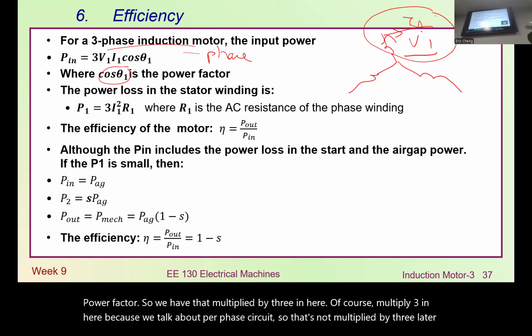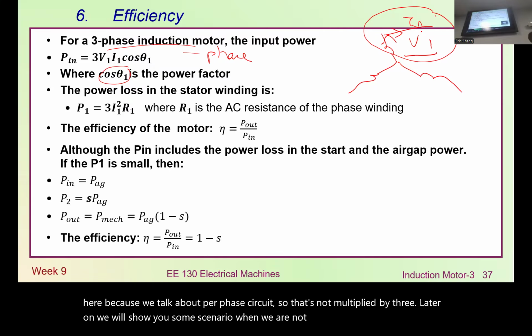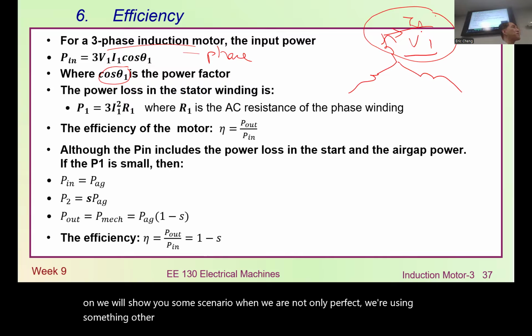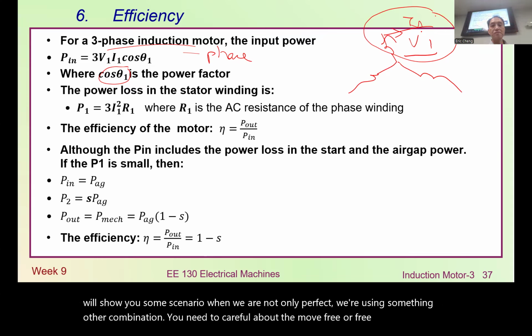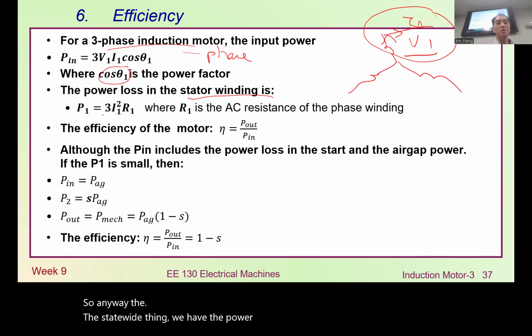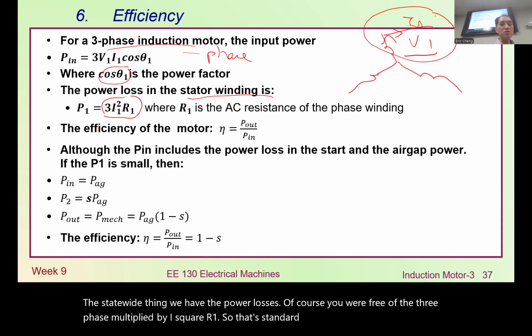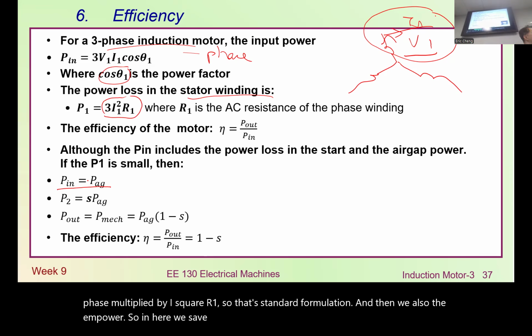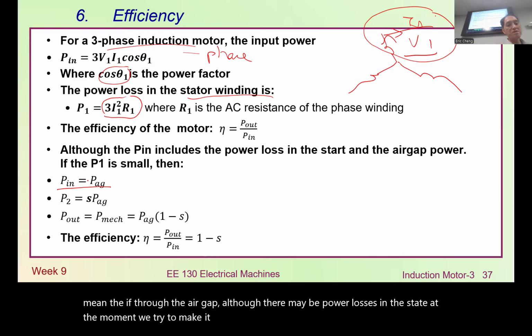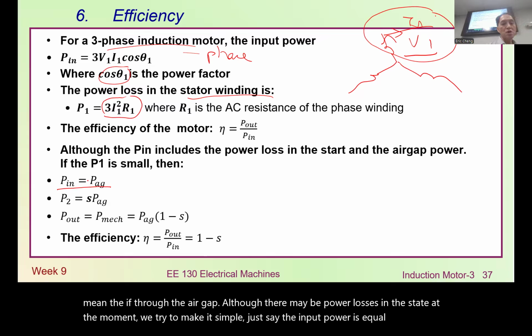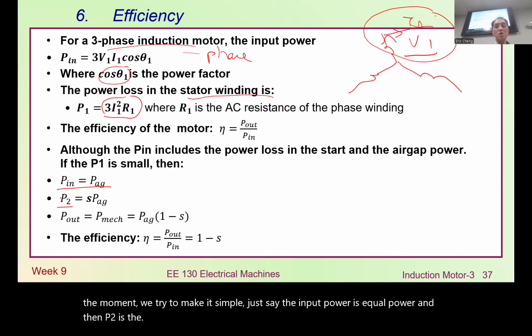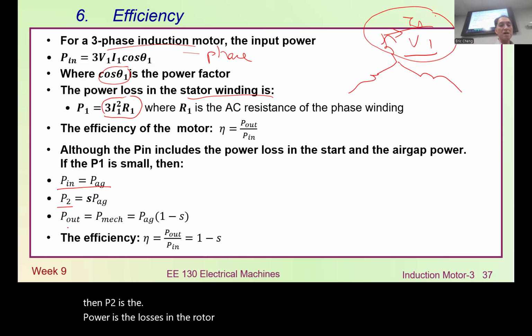Later on, we'll show you some scenarios when we are not only per phase, but using other combinations. You need to be careful about the root 3 or 3 relationship. Anyway, in the stator winding, we have power losses: of course, the 3 of the 3-phase multiplied by I square R1. That's the standard formulation. And then we also have the input power. Here, for the input power, we did not consider the stator losses. We just mean the input power through the air gap. Although there may be power losses in the stator, at the moment we try to make it simple. Just say the input power is equal to the air gap power, and P2 is the losses in the rotor. So that's why the power output is 1 minus S.